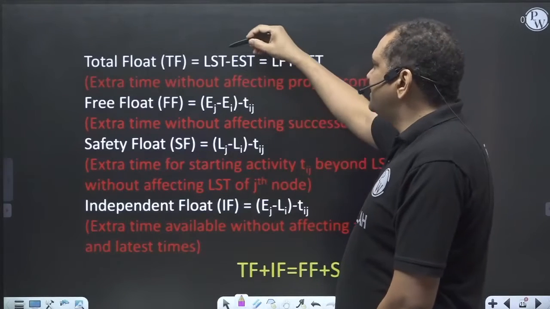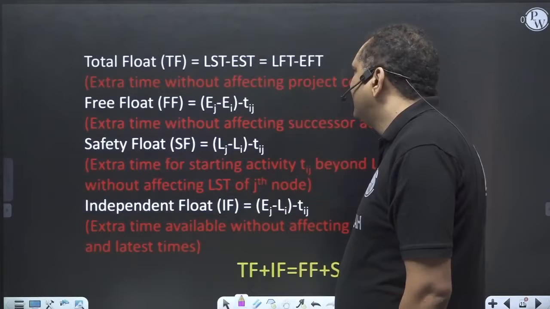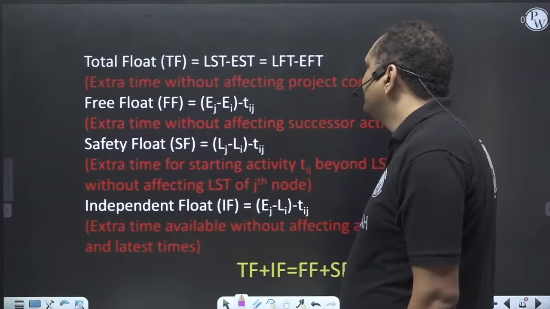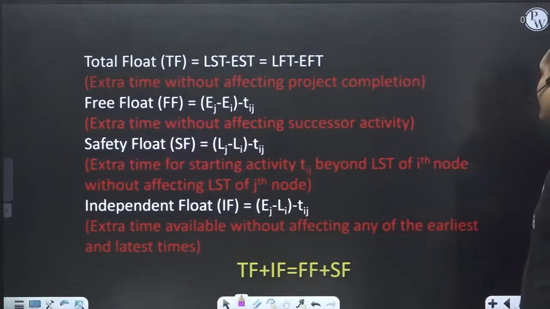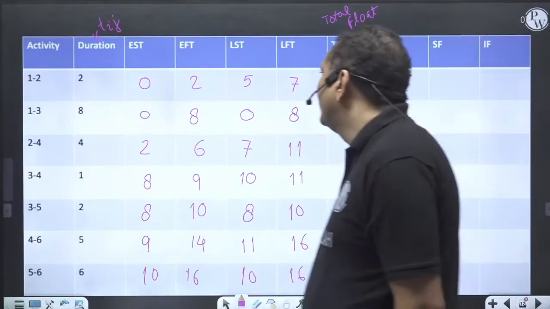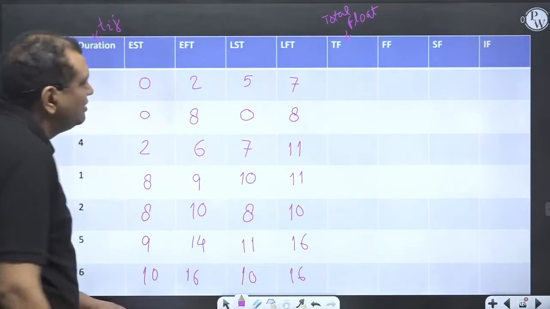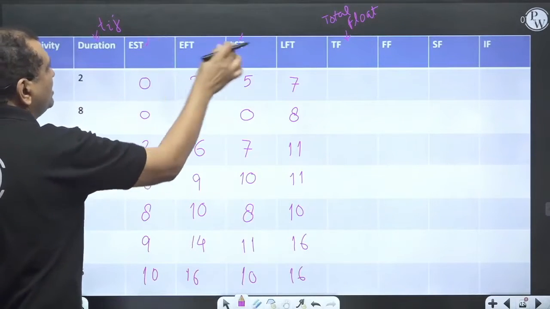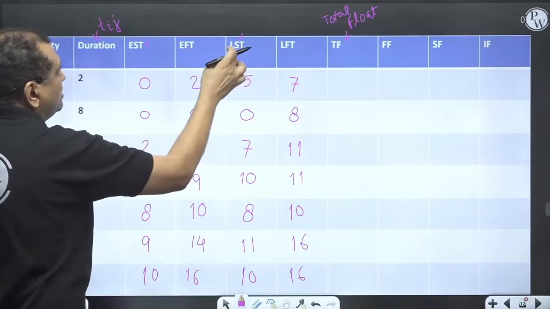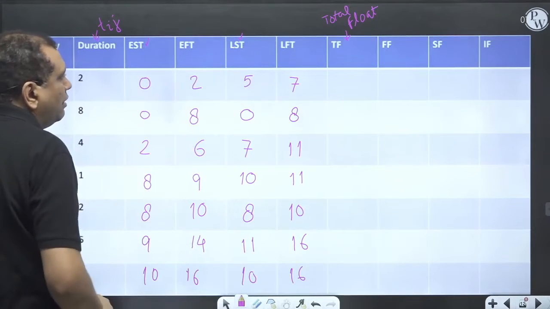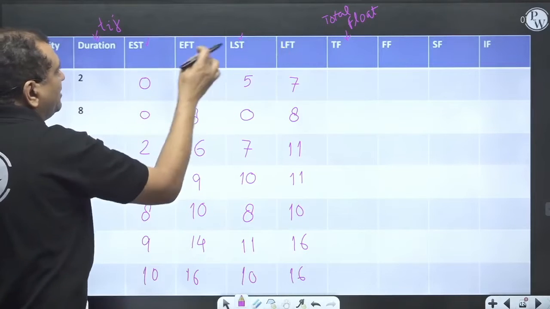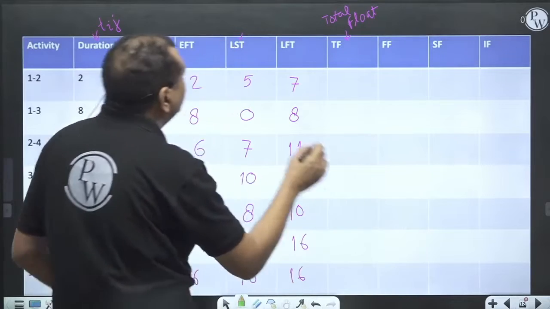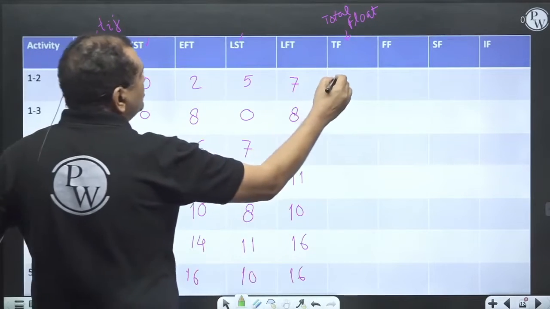Total float is LST minus EST or LFT minus EFT. Meaning, either you subtract this from this or this from this. LST minus EST or LFT minus EFT. So you can choose to do anything. 5 minus 0 is 5.